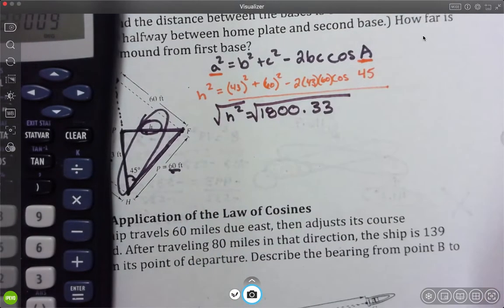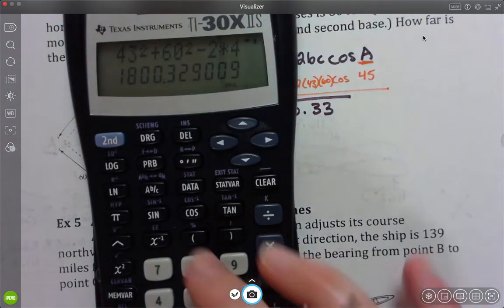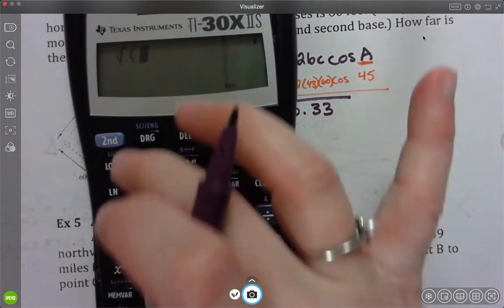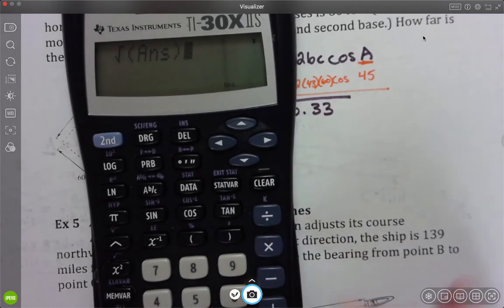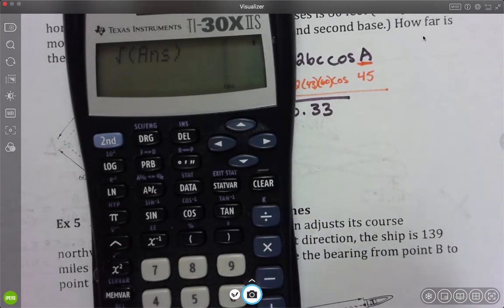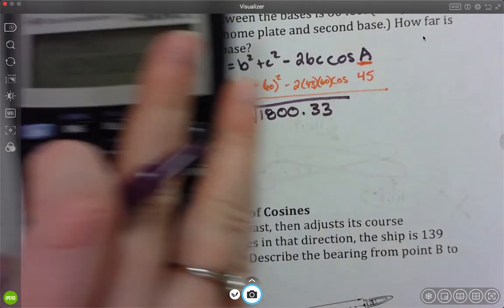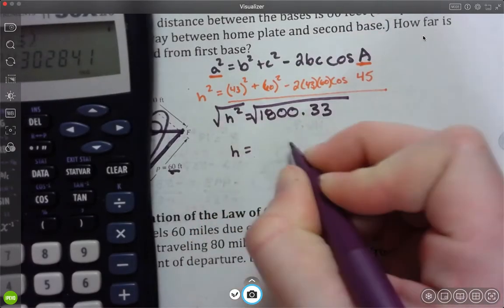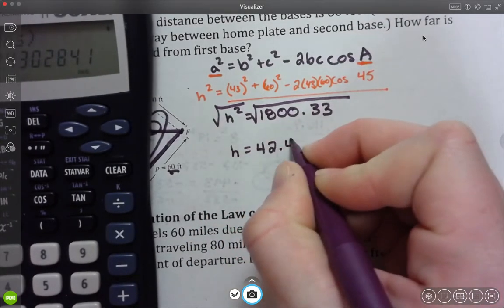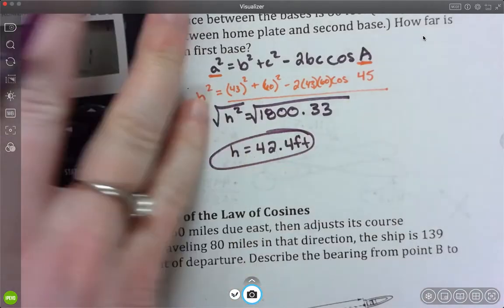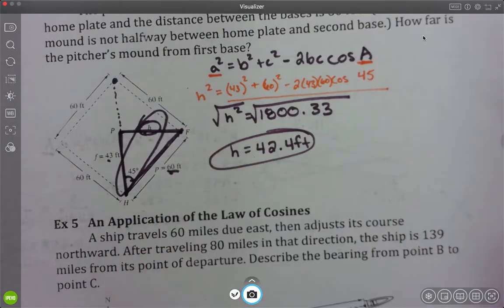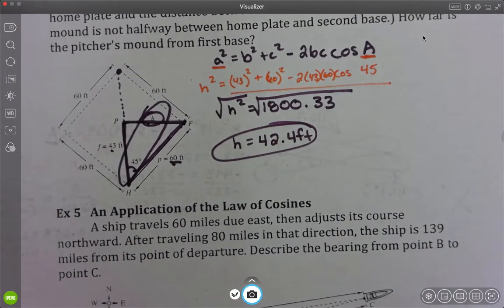That's the last thing that I have to do. So I'm going to do the square root of that answer. I love that answer button because then I don't have to retype anything. And that is 42.4 feet. So this guy is only about 42 feet from first base. Okay? All right, last question.